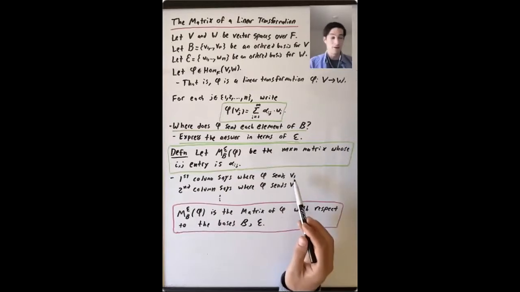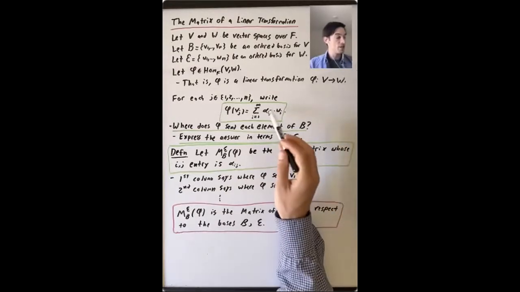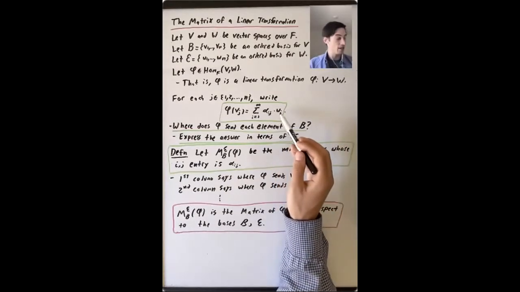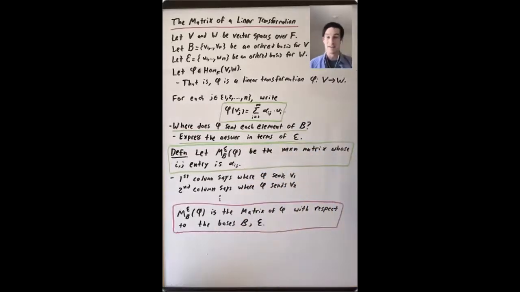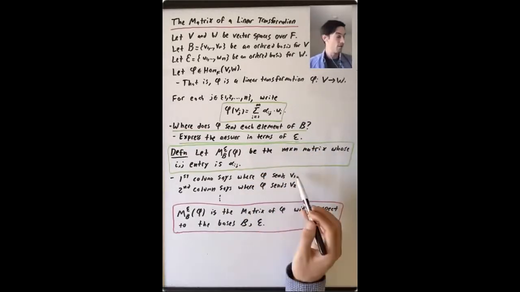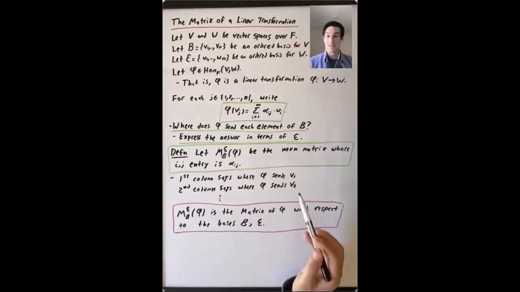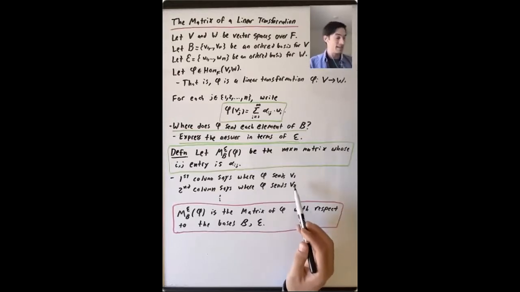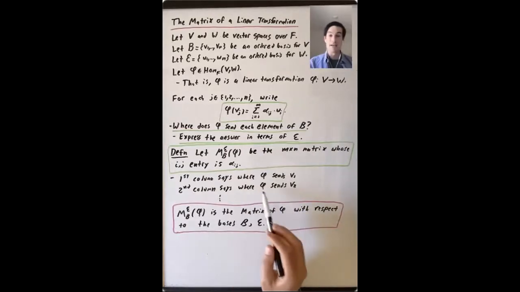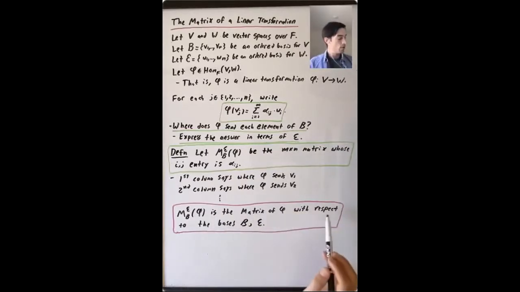What do I mean, tells you? It gives you the coefficients of the F-linear combination of the basis vectors of E that tell you where the first vector V1 gets sent. The second column says where phi sends V2, as a linear combination of the elements of the basis E for W. The third column says where phi sends V3, and so on. So this matrix is special and gets a name. This is called the matrix of phi with respect to the bases B and E.